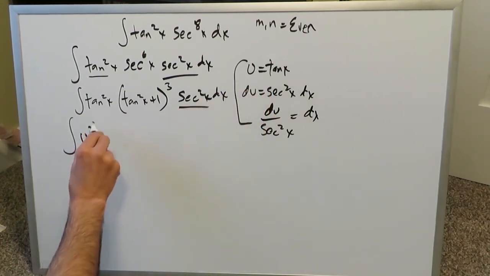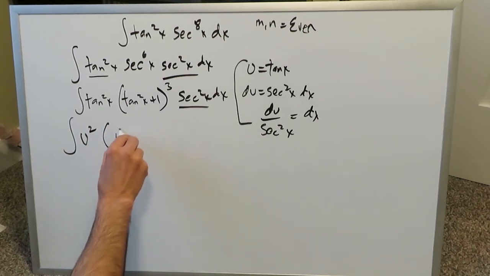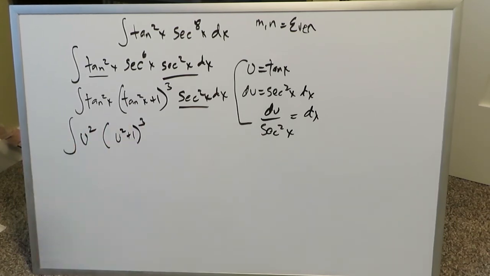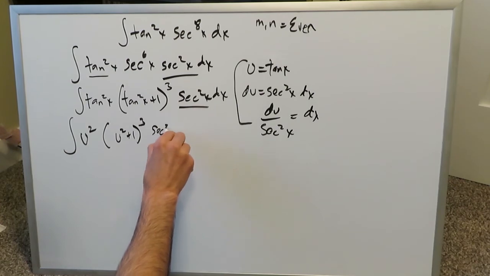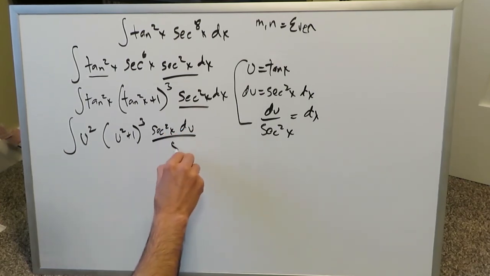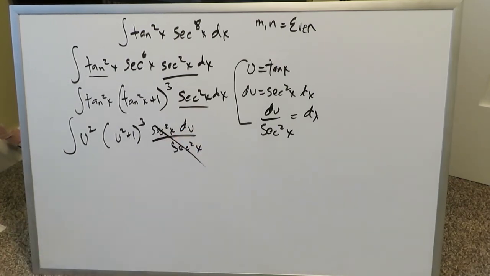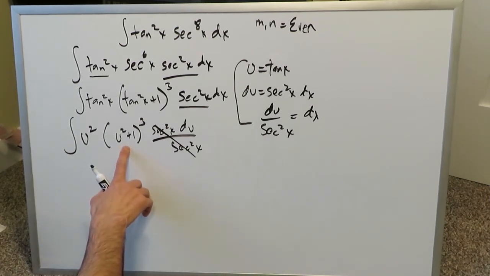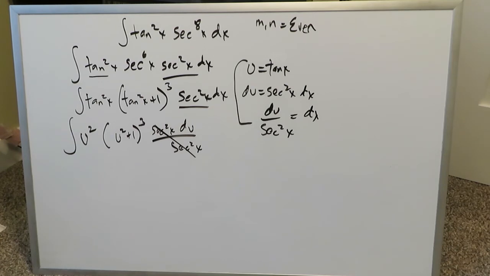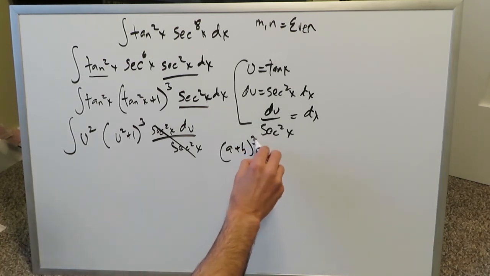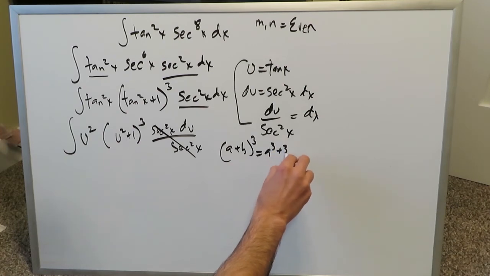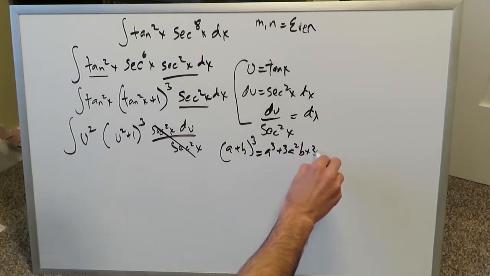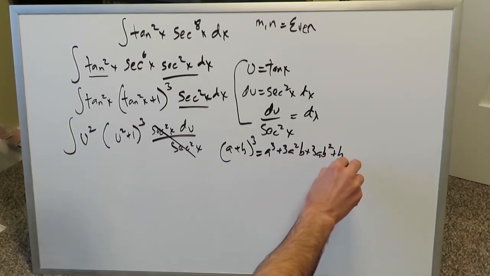Tan square x becomes u square. Tan square x plus 1 becomes u square plus 1 to the power of 3. Secant square x will cancel out with this du over secant square x, and we've cancelled it out. This right here looks like an a plus b all cubed. Think back to your factoring videos. There's a specific format for that: a plus b all cubed is equal to a cubed plus 3a square b plus 3ab square plus b cubed.